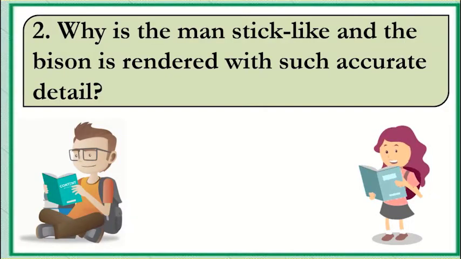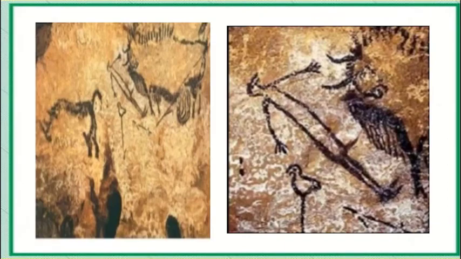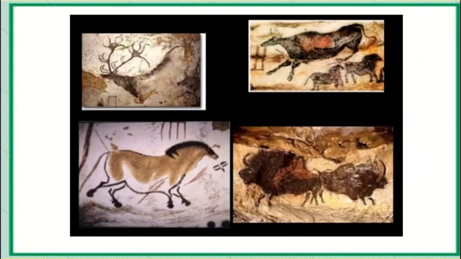Second question. Why is the man stick-like and the bison is rendered with such accurate detail from the pictures below? As you can see, artists from prehistoric times are better at accurately depicting the way four-legged animals look, with correct proportion. Just like this.